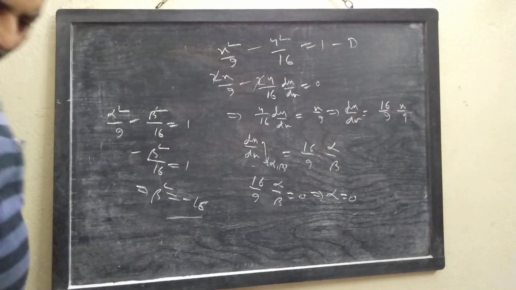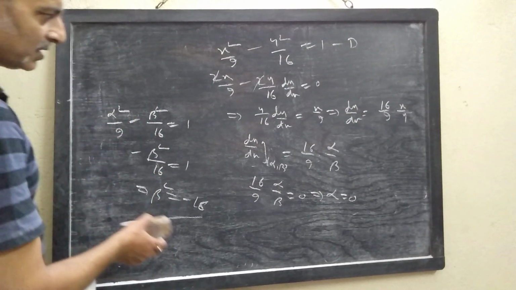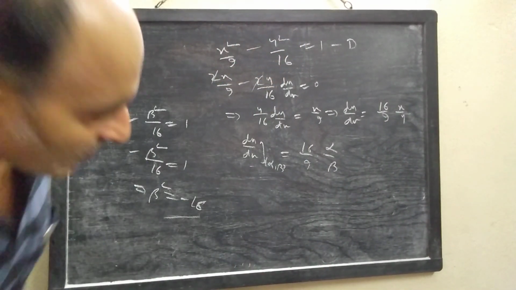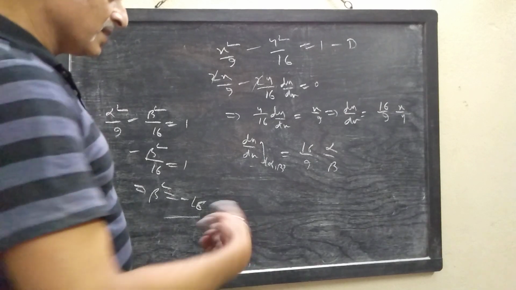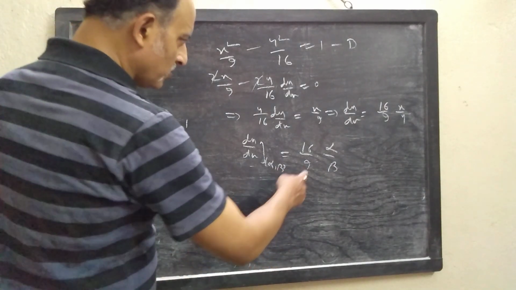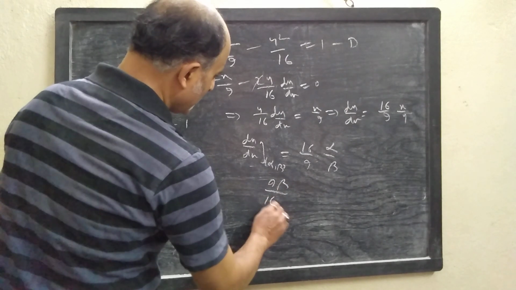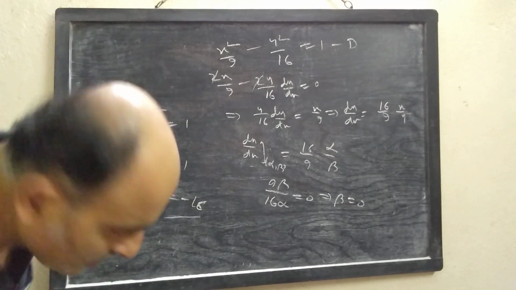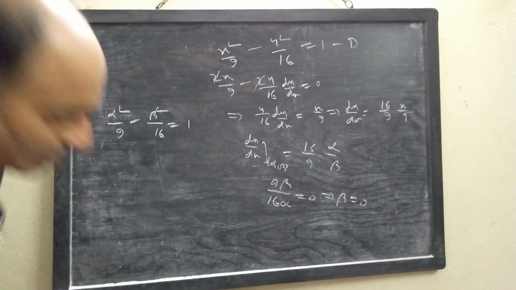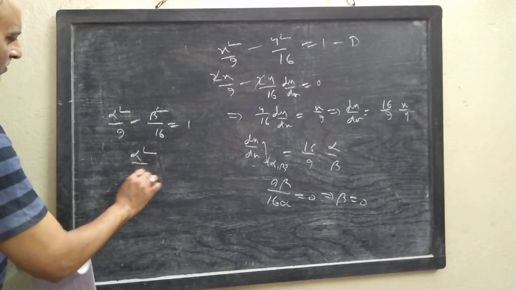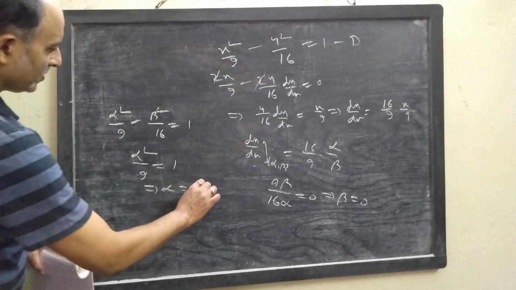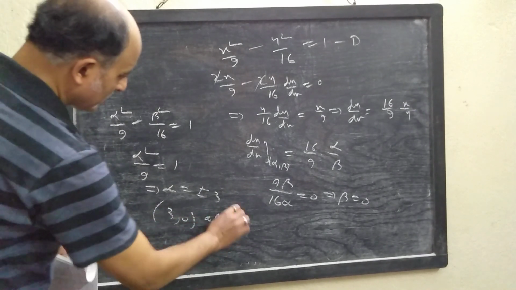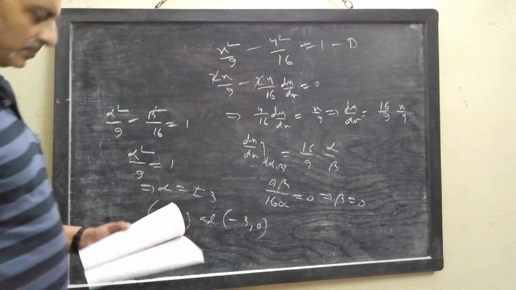Okay. Next, let us move to the condition that the tangent is parallel to y-axis. When the tangent is parallel to y-axis, the reciprocal of the slope is 0. So, you get 9 beta by 16 alpha equals 0, which gives us beta equals 0. And when beta equals 0, you get from this relation alpha square by 9 equals 1. That implies alpha equals plus minus 3. So, required points are (3, 0) and (minus 3, 0).